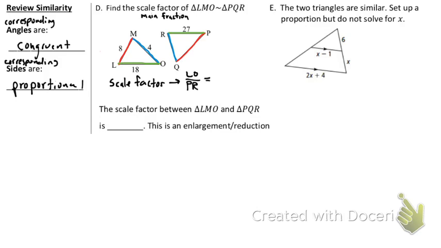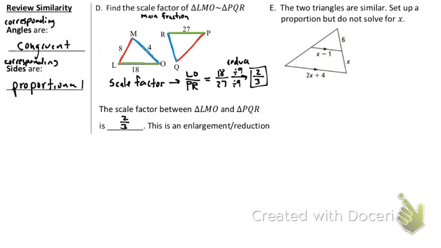And I'm going to put the numbers for their measures. So LO has a measure of 18. PR has a measure of 27. And I want to reduce if possible, which in this case we can reduce by 9. So if I reduce by 9, which means divide by 9 to both the top and bottom, 18 divided by 9 gives me 2. 27 divided by 9 gives me 3. 2/3 is now my scale factor.